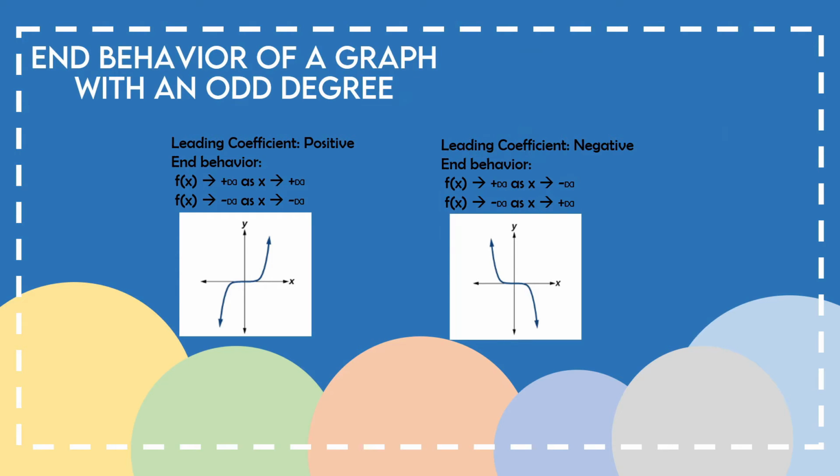And for a leading coefficient that is negative, we have the end behavior f of x reaches positive infinity as x reaches negative infinity, and f of x reaches negative infinity as x reaches positive infinity because the arrow on the right is facing downwards and the arrow on the left is facing upwards.